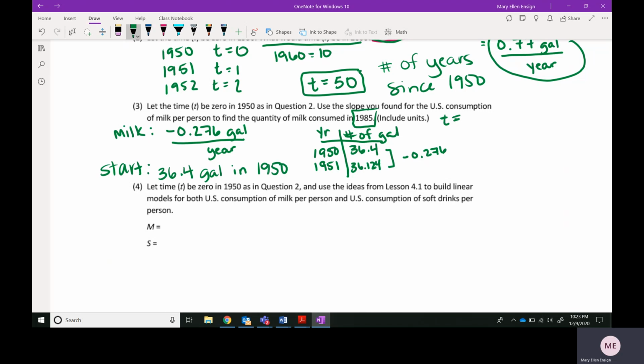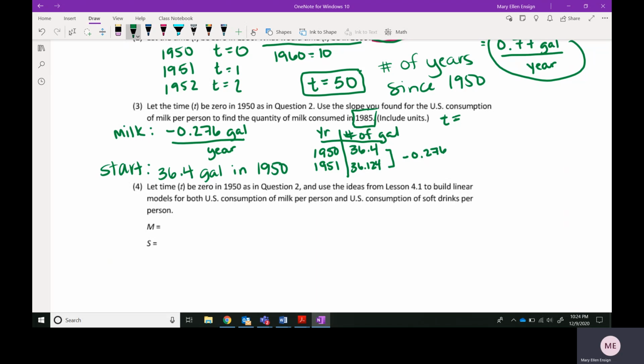So I would like you to pause the video for a minute. See if you can figure out what the value of t is in this case, and how much milk is being consumed in 1985. So if you haven't paused the video, really go pause it and try it, okay? You're not going to learn anything just by waiting for me.